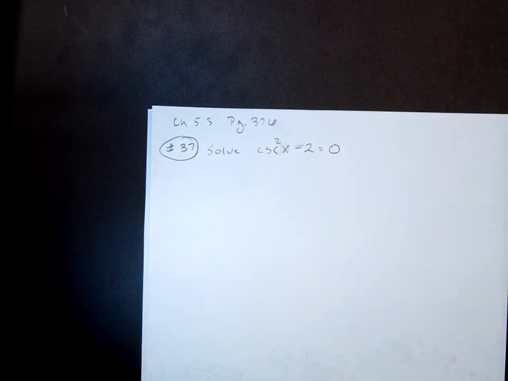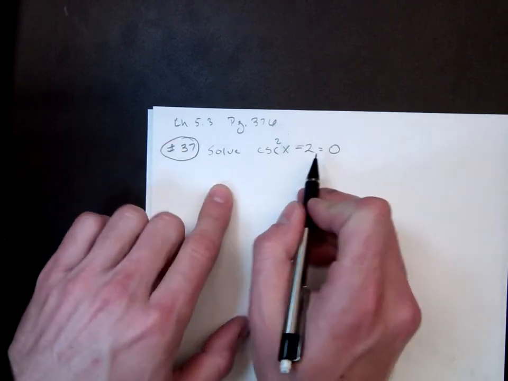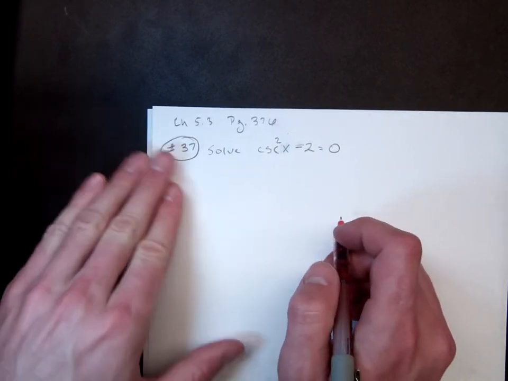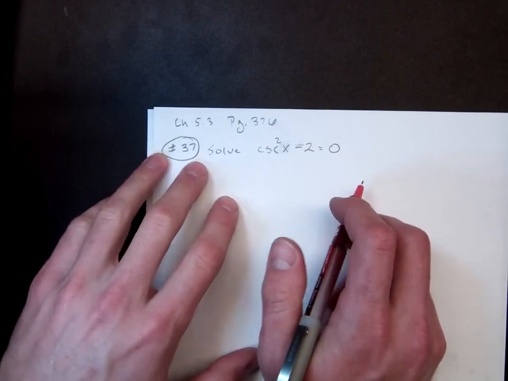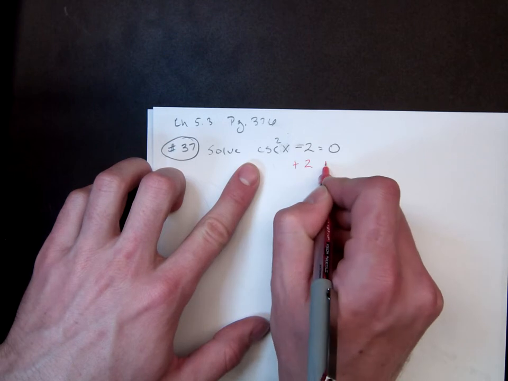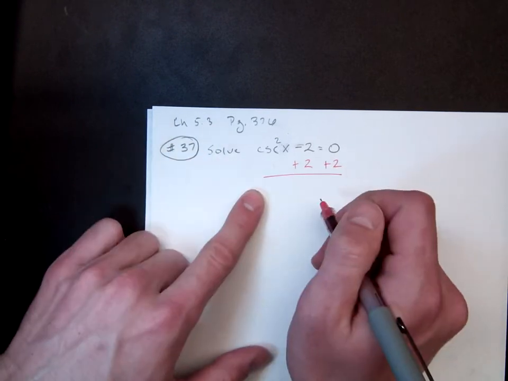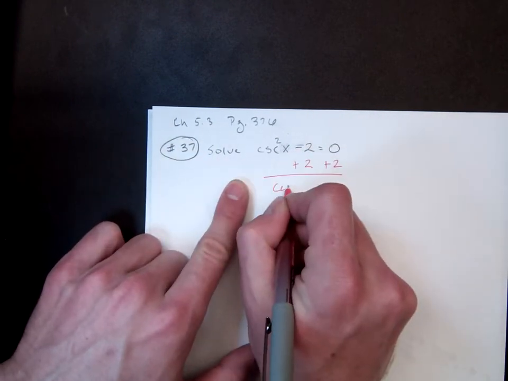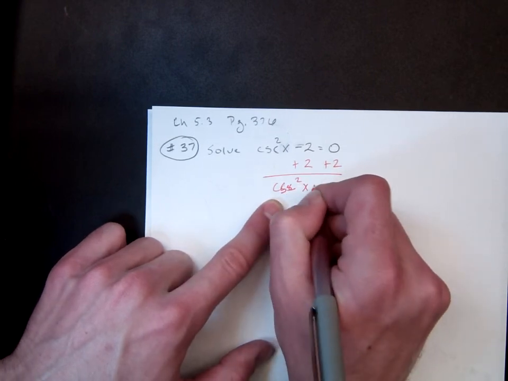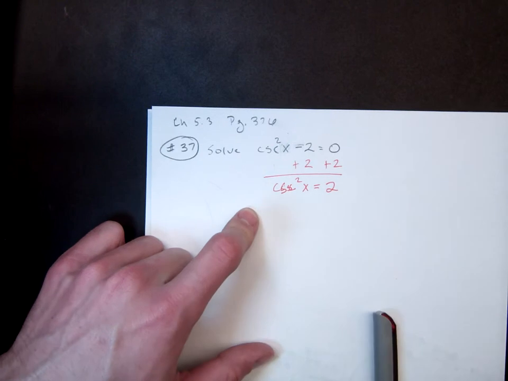And I'm back. All right, so with this problem, there's a couple of routes we can go. But I would say probably actually the only one I can really think of is to go ahead and, since I only have a binomial here, I'm going to go ahead and add 2 to both sides. Okay, well that'll just leave me with cosecant squared is equal to 2.